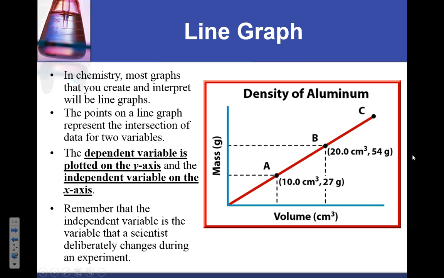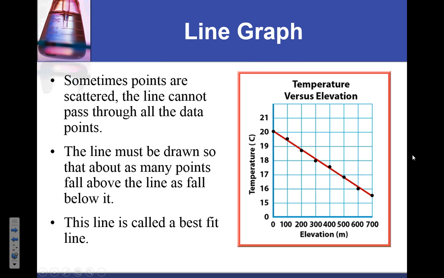So if my graph is set up this way, the experimenter controls the volume, and what changes as a result of it is the mass, my independent and my dependent variable. Now remember that the independent variable is the variable that the experimenter changes or controls during the course of the experiment. So what is it you're changing is the independent. What changes as a result of that is our dependent variable. And just like with a bar graph, they're always found in the same place, x and y axes.